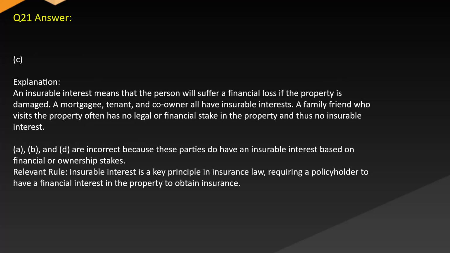Answer: C. Explanation. An insurable interest means that the person will suffer financial loss if the property is damaged. A mortgagee, tenant, and co-owner all have insurable interests. A family friend who visits the property often has no legal or financial stake in the property and thus no insurable interest. A, B, and D are incorrect because these parties do have an insurable interest based on financial or ownership stakes. Relevant rule: insurable interest is a key principle in insurance law requiring a policyholder to have a financial interest in the property to obtain insurance.